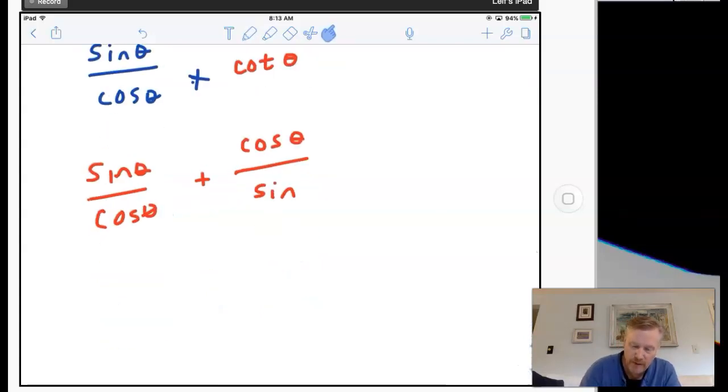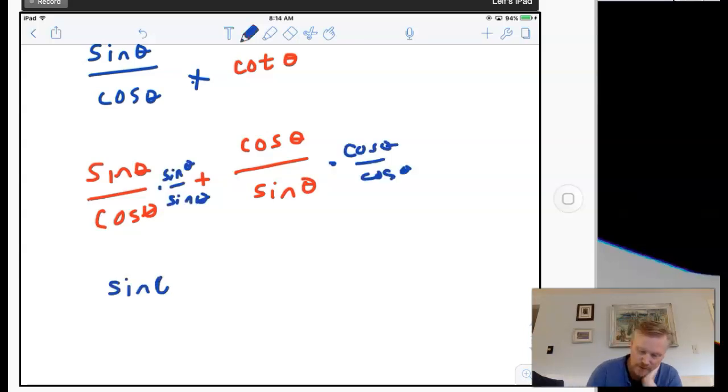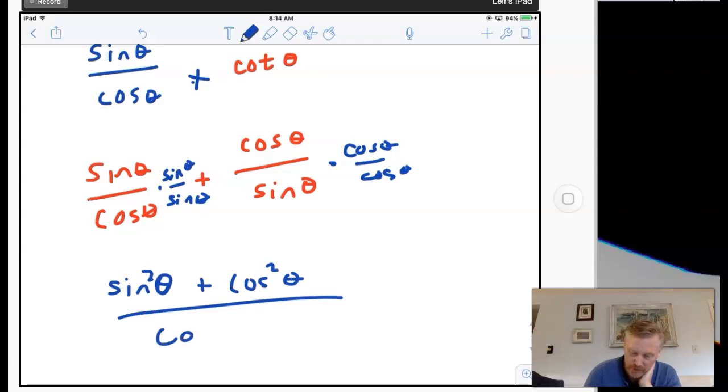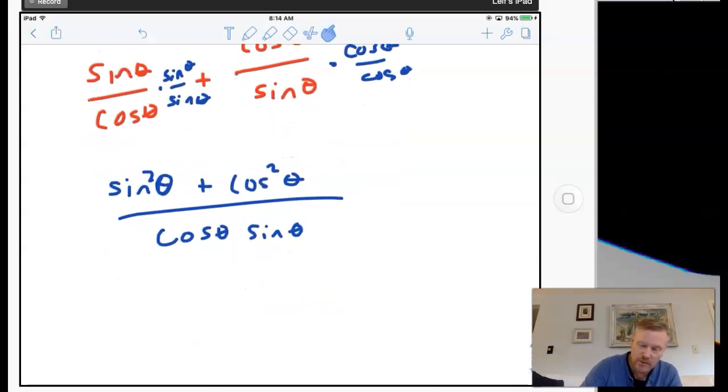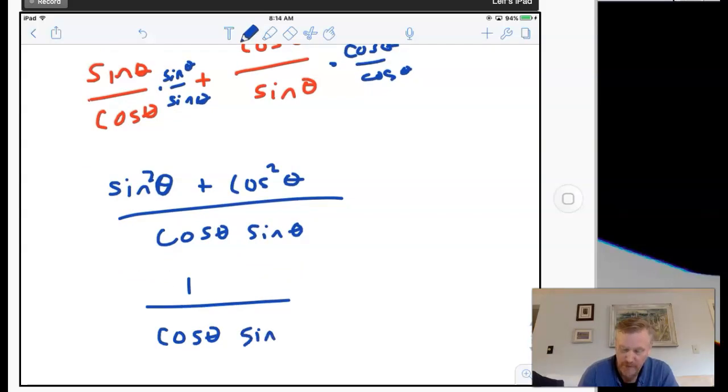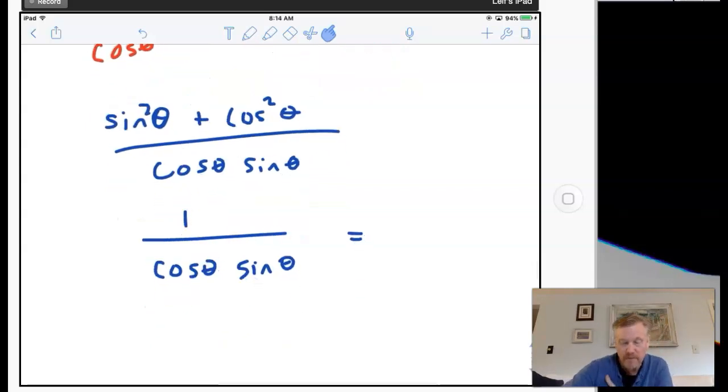Okay, now I can multiply by the other denominator to make common denominators. When I do that, I get sine squared of theta plus cosine squared of theta over cosine theta sine of theta. And remember that sine squared plus cosine squared is 1, which gives me 1 over cosine of theta sine of theta, which is what my goal was. Okay, I had them in separate fractions, but it's the same thing. So that's it. I'm done with that one.